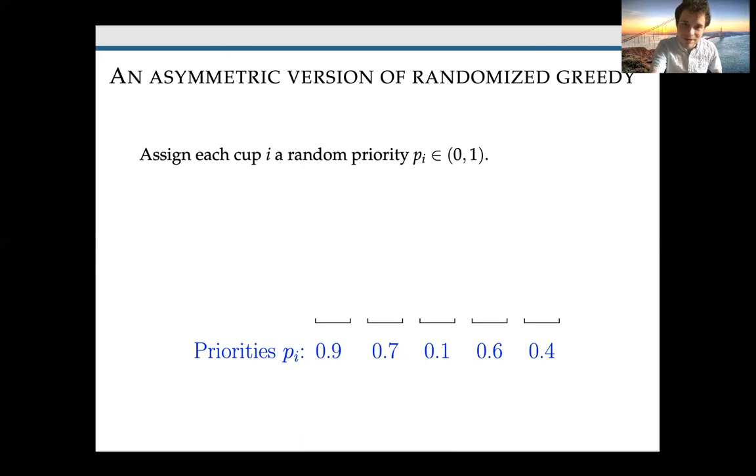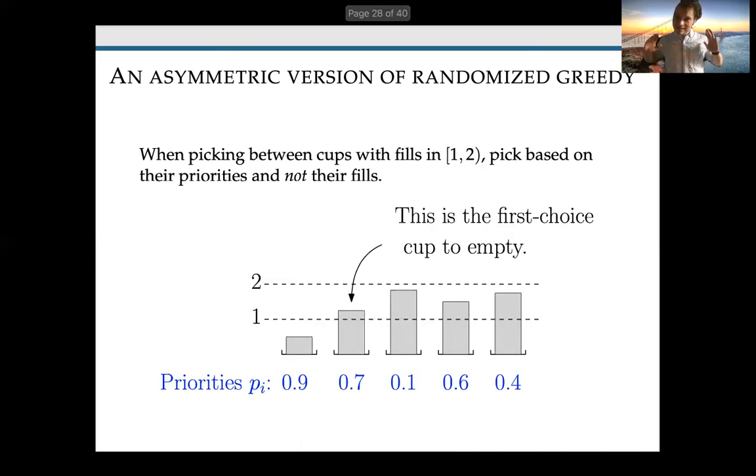So how do we end up using these priorities? Well, what's interesting is we actually almost don't use them at all. When we're trying to choose which cups to empty out of, if the cups have fills more than 2, then it doesn't matter what their priorities are. We just empty from the fullest cups. And as before, if the cup has fill less than 1, we don't empty out from it at all.